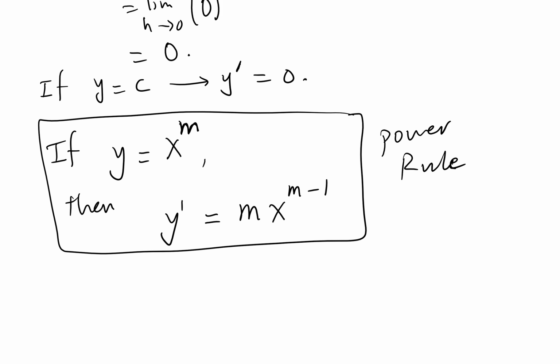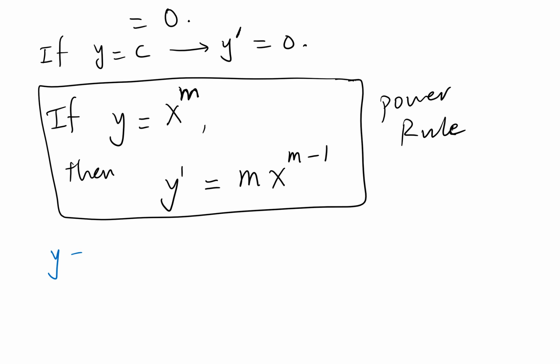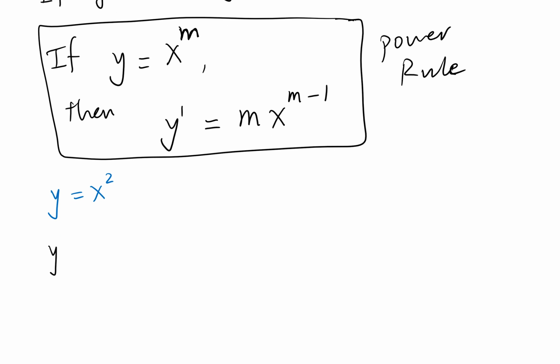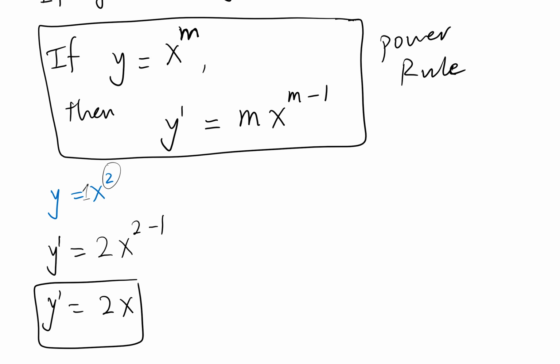The good thing about the power rule is, when you are asked to find the derivative from now on, you don't have to use the main definition of the derivative. That will save us a lot of time. So if we look at a quick example, y equals x squared, what would be y prime? It says you multiply the exponent by the number in the front, which is 1, so you get a 2. Then you subtract 1 from the exponent. So y prime would be simply 2x. That's called example 1.